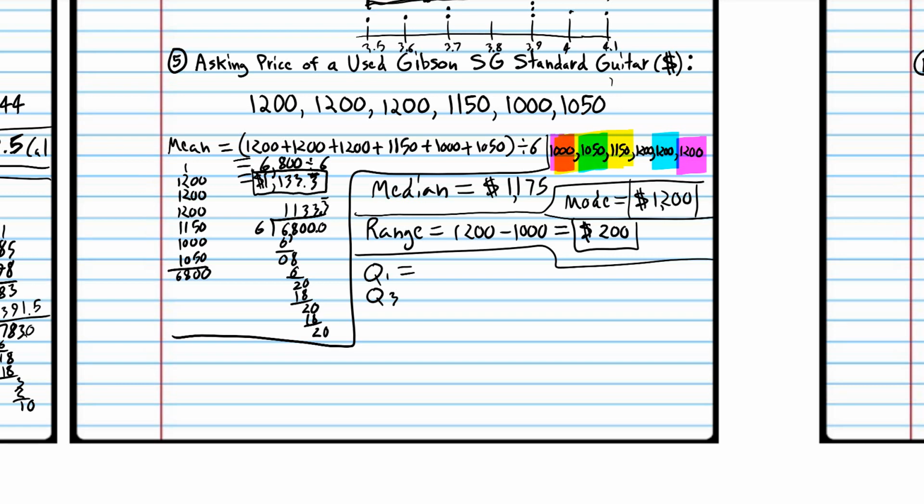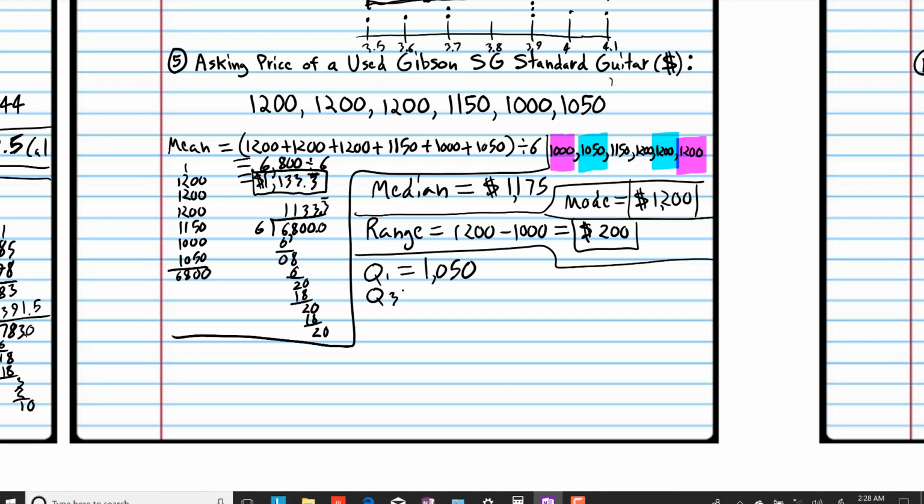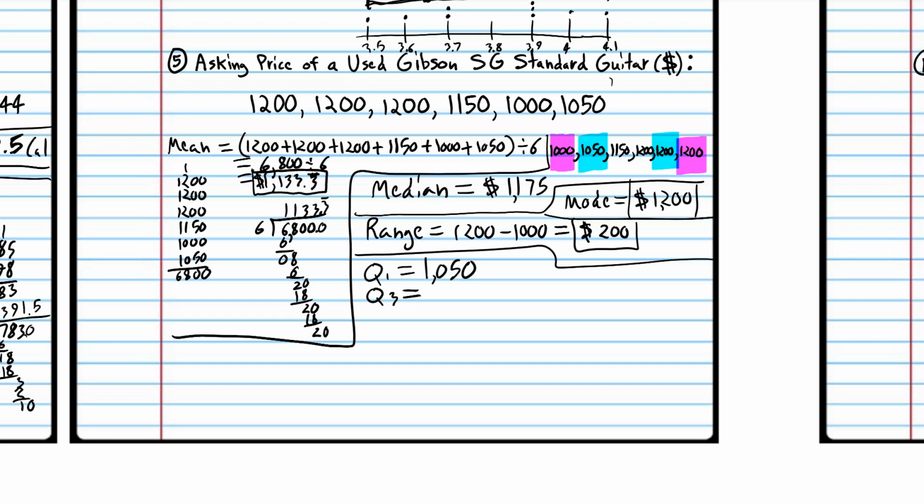And the median of the first half is the middle number of the first half, so that's obviously just 1,050. So this time the first quartile was really easy to find. 1,050. So see if you can find the third quartile, which is the median of the second half of the data.